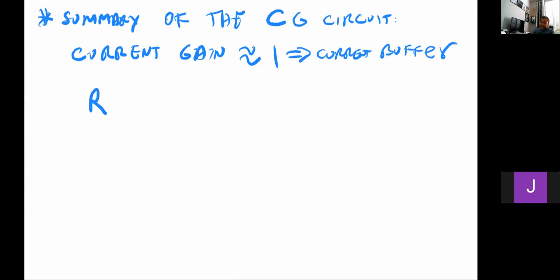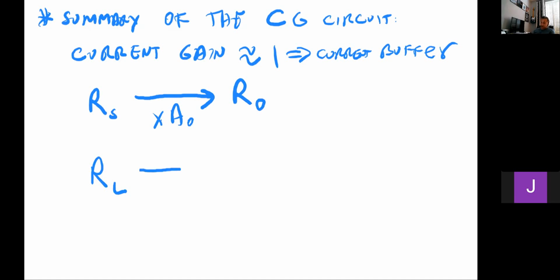The output resistance seen at the source, as we related to the output resistance of the common gate, is increased by the GM times RO. And then from the load perspective, the input resistance seen at the other end, as seen by the load, is reduced by the same factor.